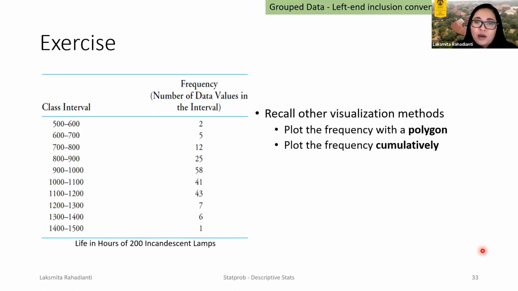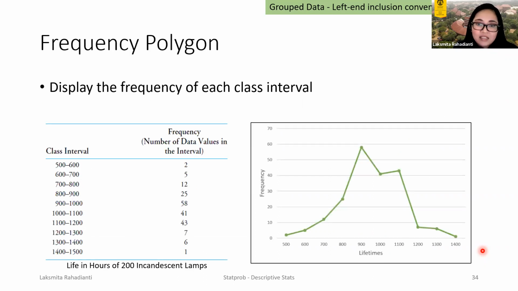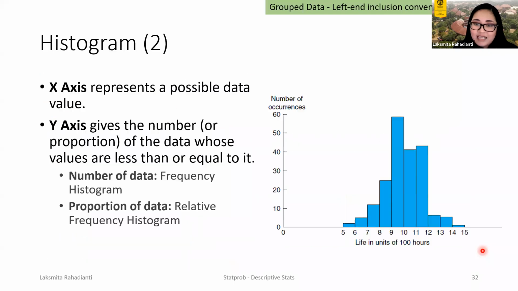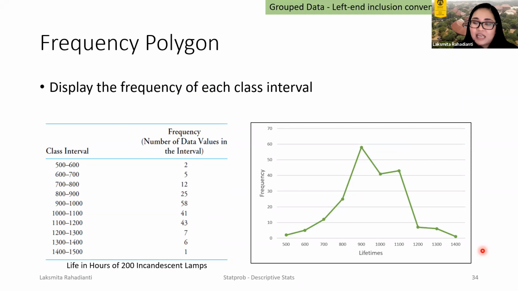And recall, you have other visualization methods, not only the bar chart, but you could also plot the frequency with a polygon, which we already covered before. And you can also plot the frequency cumulatively. This is what it means. So this one is the frequency polygon, which is exactly the same graph as this, but it is graphed in a polygon.